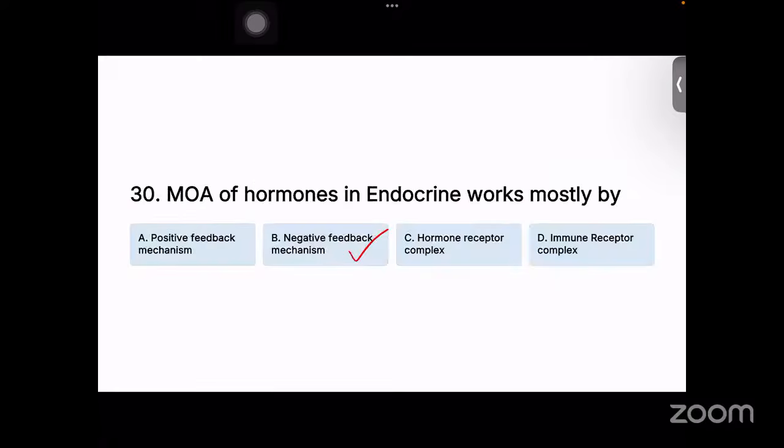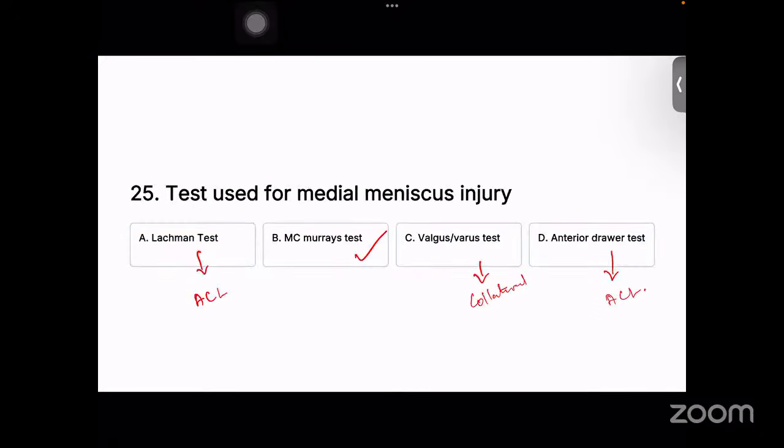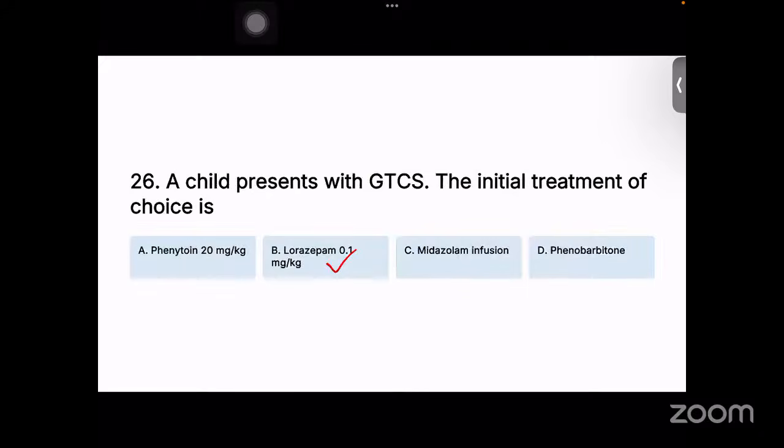So it was pretty straightforward questions, most of them. Okay. So the test used for medial meniscus injury is McMurray's test, M for M. The other tests, Lachman, valgus, varus, and anterior drawer are all for collateral and ACL injuries. Valgus and varus go for the collateral ligaments. So the M for M, medial meniscus, is McMurray's test. Okay, so pretty straight question.